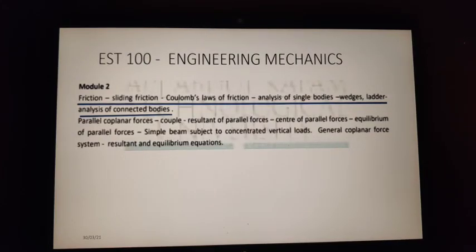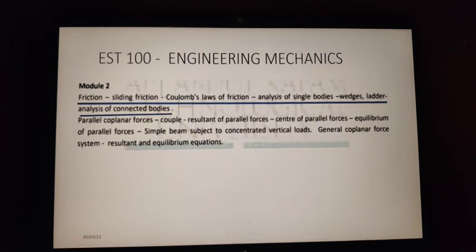Good morning all. Today we are going to discuss module 2 on engineering mechanics. So in module 2, the first part deals with friction. So here we are going to discuss what is friction, what are the terms related with friction. Then we are studying the laws of friction that is related with both the static and dynamic friction.